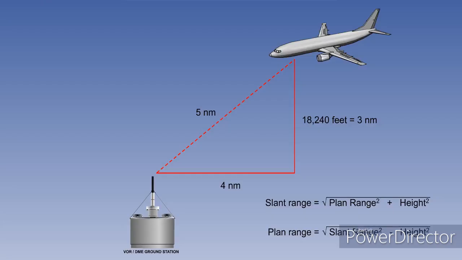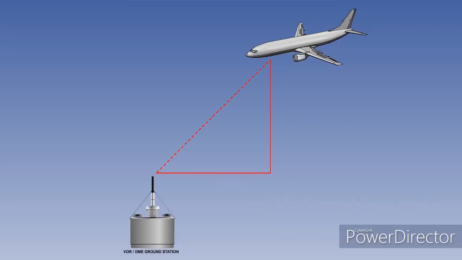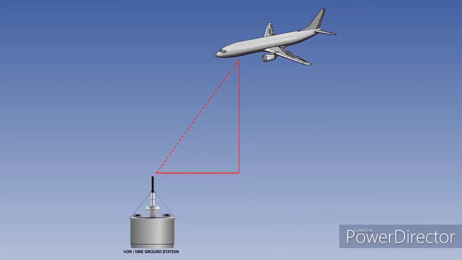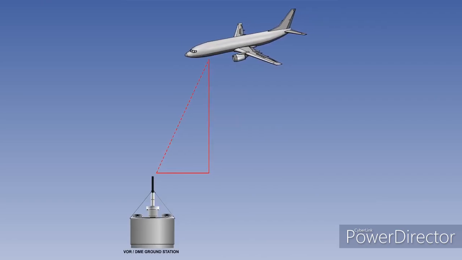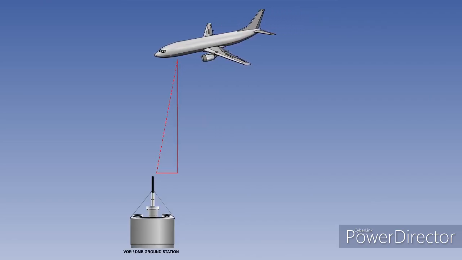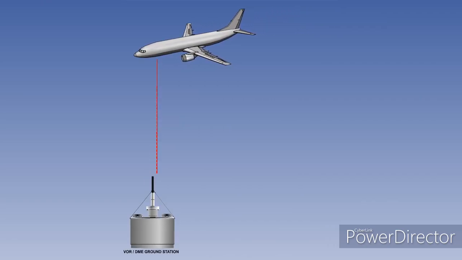In fact, the more usual problem is finding the plan range from the slant range. With a little rearrangement, the equation becomes plan range equals the square root of slant range squared minus height squared. As a general rule, the difference between slant range and plan range does not cause a problem when the slant range is more than 3 times the height.